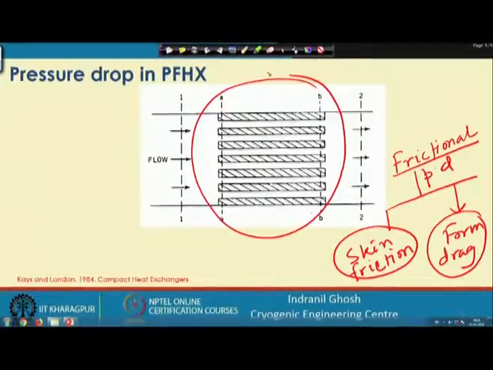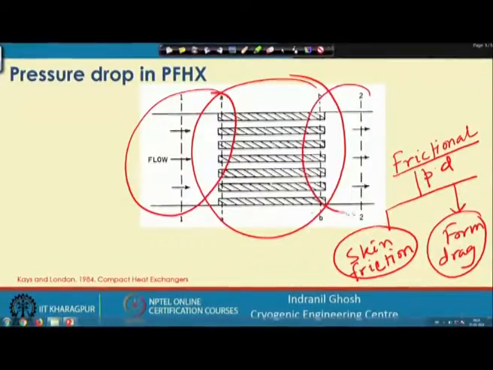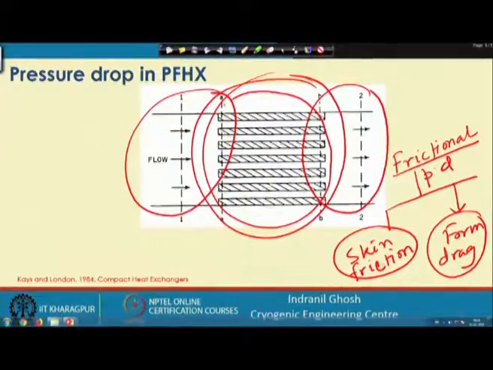Along with this frictional pressure drop, we may have a pressure drop due to the change in rate of momentum, and that will be taken into account. So, we finally obtain that there are 3 components. One is the entrance effect, one is the exit effect, one is the core pressure drop, and this core pressure drop consists of 2 parts. One is the skin friction, and the other one is the form drag.